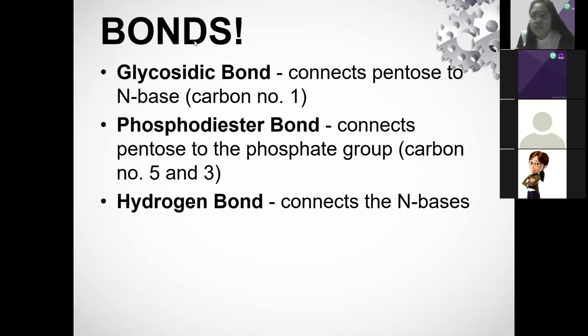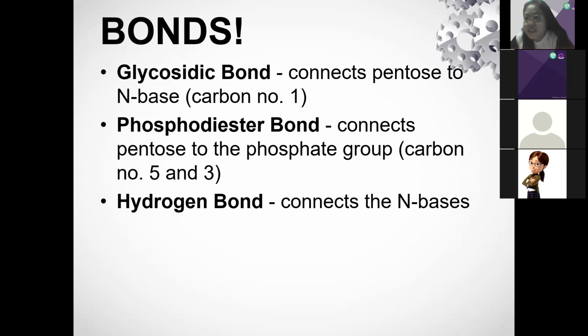Now, take note of the bonds. Our bond is really the phosphodiester bond. That is for the nucleotides. But aside from that, since we have 3 parts, therefore we also have 3 bonds here. Now take note, when you say glycosidic bond, this is the bond that will link together the sugar, which is a pentose, to our nitrogenous base.